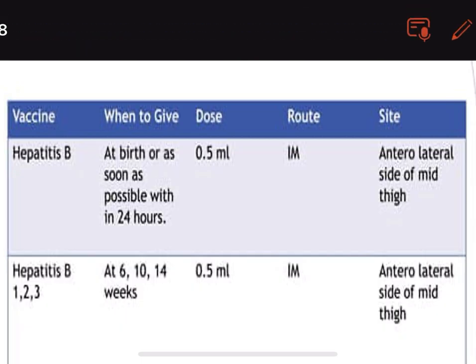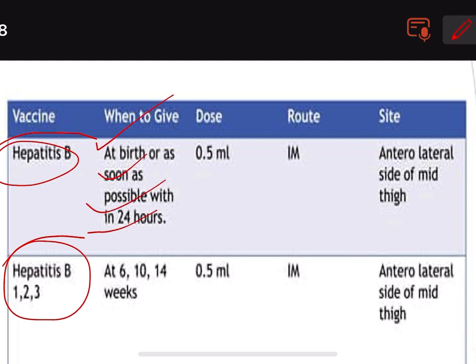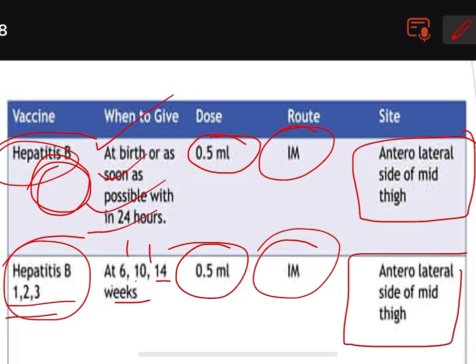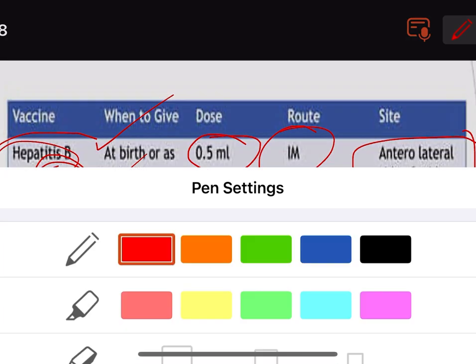Okay, let us see. The first dose of hepatitis B is given at birth as soon as possible, followed by the other doses 1, 2 and 3 given at 6, 10 and 14 weeks. The dose is 0.5 ml intramuscular, and in the infant it is the anterolateral aspect of the mid-thigh, and again at 6, 10 and 14 weeks, it is given on the anterolateral side of the mid-thigh.